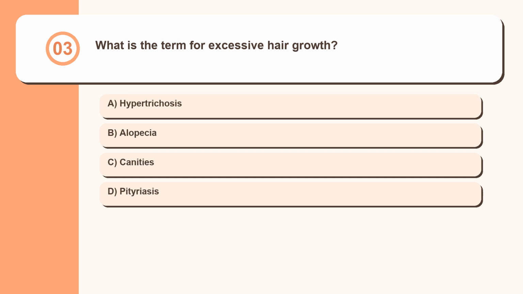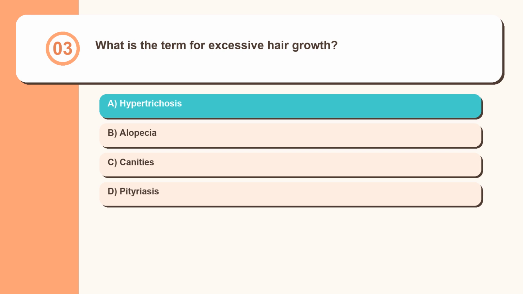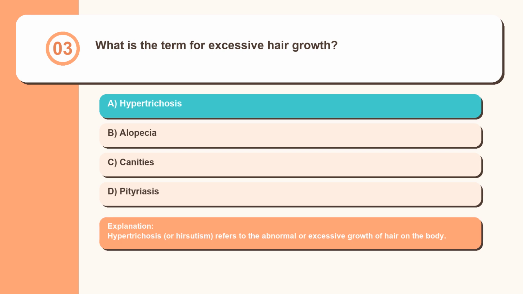Question 3. What is the term for excessive hair growth? Hypertrichosis, alopecia, canities, pityriasis. Hypertrichosis, or hirsutism, refers to the abnormal or excessive growth of hair on the body.